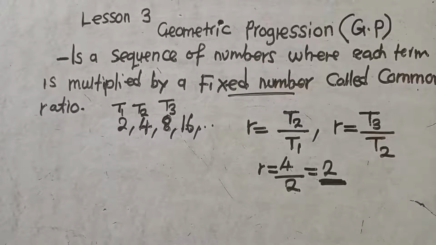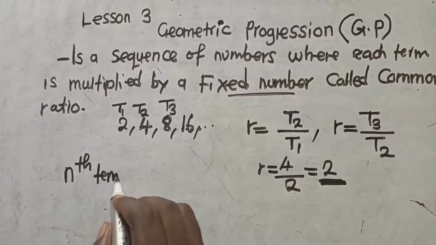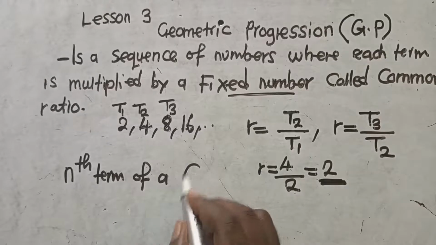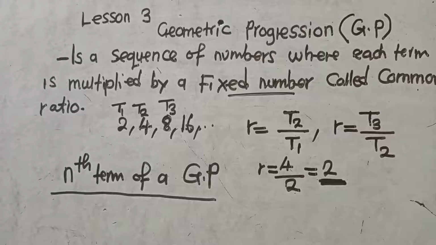So this is what you are supposed to do. These are certain things that I want you to understand. So even as we move together, I want you to know this part and understand what I will be explaining in this particular lesson. Aside from knowing how to find the common ratio, you also need to know how to find the nth term. So nth term of a GP, nth term of a what? Of a GP. How then do we find the nth term of a GP?